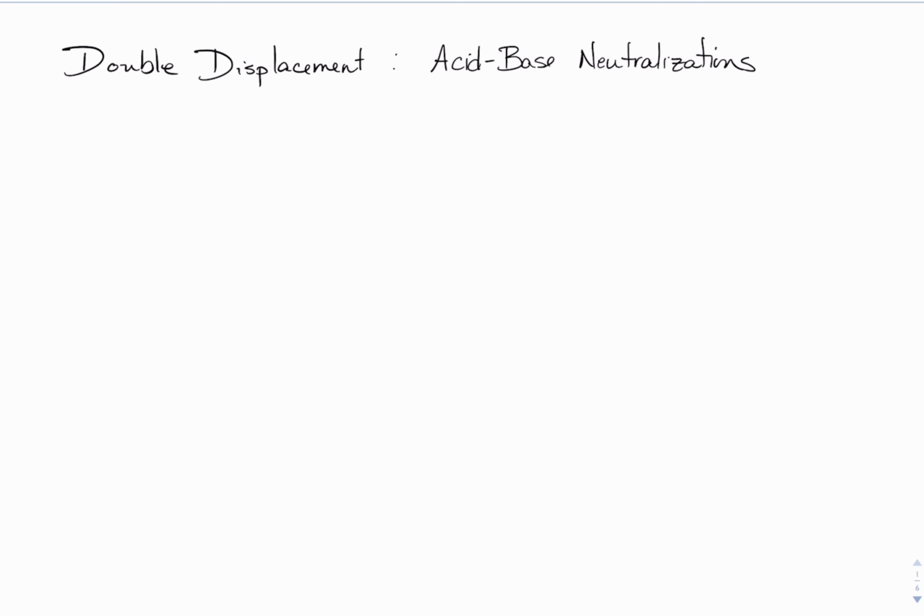Another kind of chemical reaction we would like to look at is called a double displacement. Turns out that there are two kinds of double displacements. The one that we're going to look at in this video is called an acid-base neutralization.